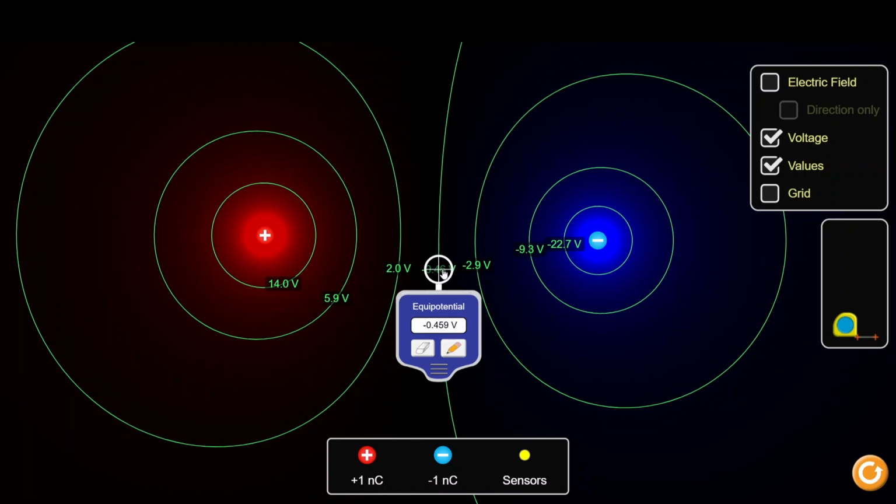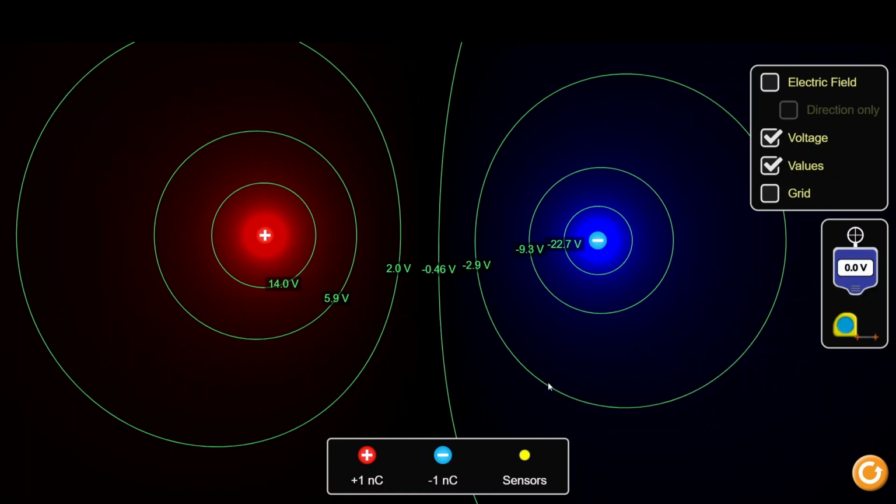This is from the equation. It's the same voltage drop but a shorter distance, so the field is strongest closest to the charge. I place a sensor here. It shows the electric field strength at that exact point, and notice how it's perpendicular to the equipotential line and points from the high potential to the low potential. This is the equation made visible.